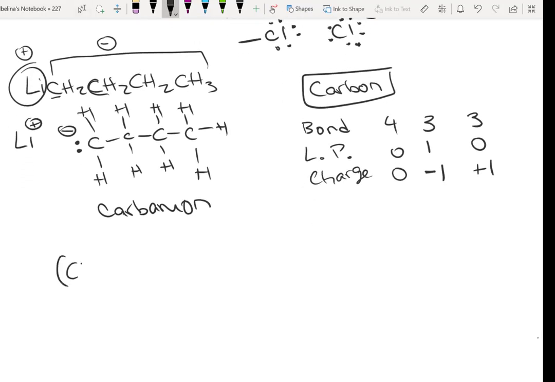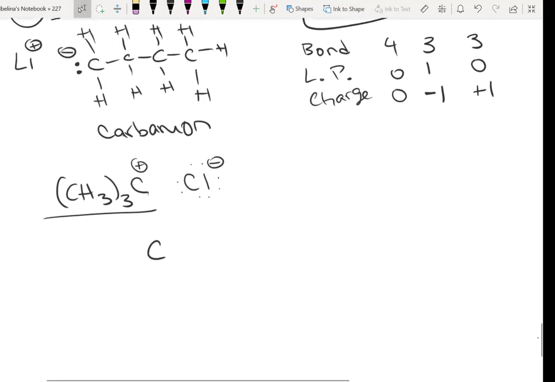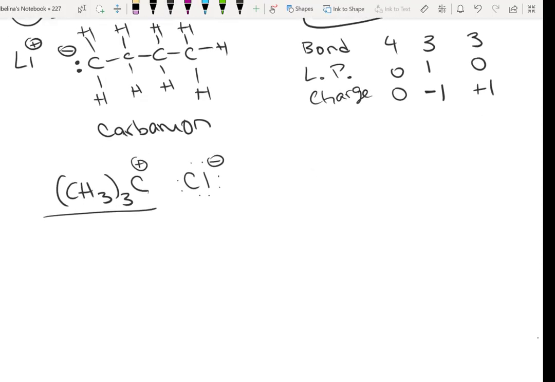If we had, for example, the following molecule with the condensed formula 3 CH3s, and then an anion, let's say a chloride, to balance the charge. Okay, so if I draw out the covalent bonds of this cation, the carbon with a positive charge is going to be bonded to 3 carbons. Each of those carbons is going to have an octet.